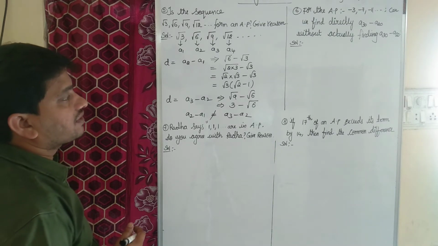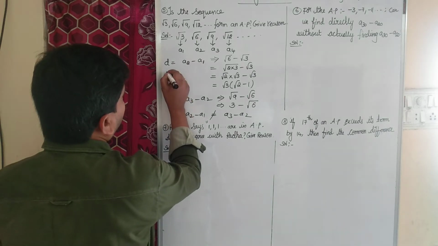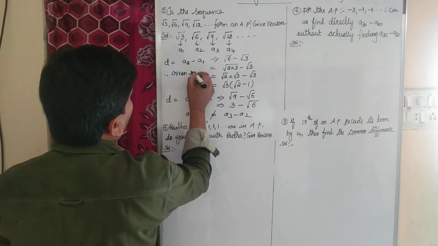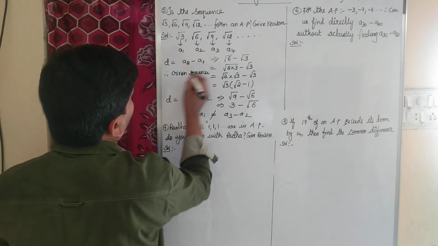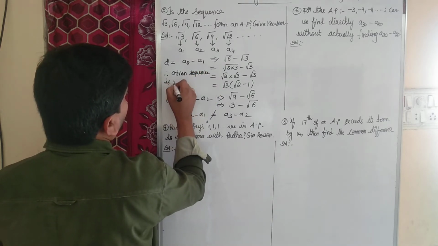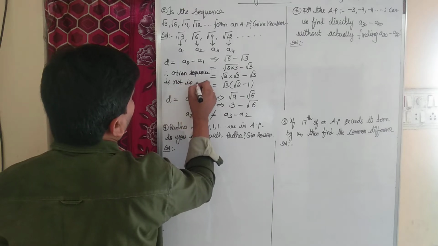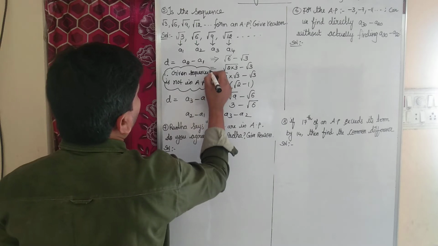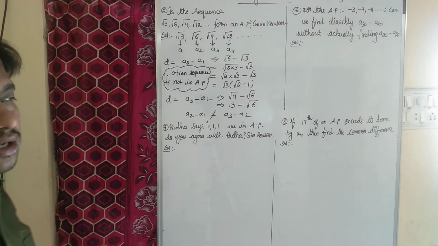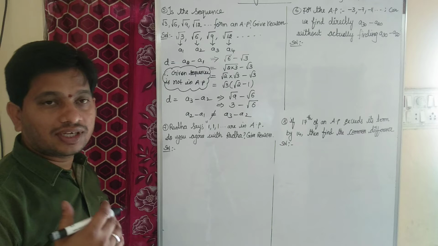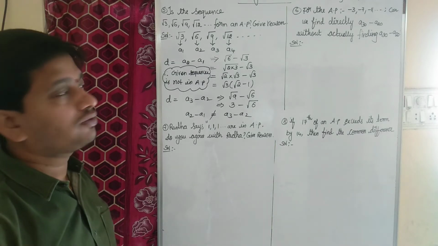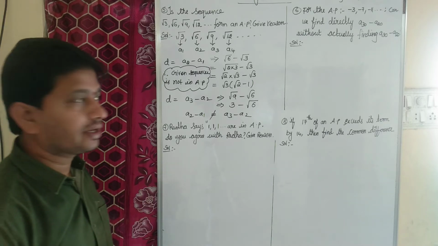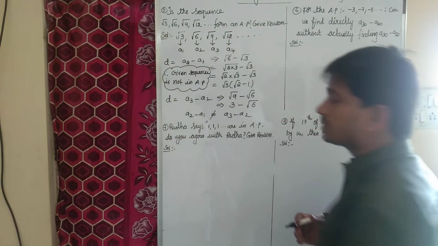Therefore, the given sequence is not in AP. Is it clear, children? Why is the given sequence not in AP? As the common difference D, which is A2 minus A1, is not equal to A3 minus A2. Therefore, the given sequence does not form an AP. Is it clear? Yes. Now coming to question number 6.